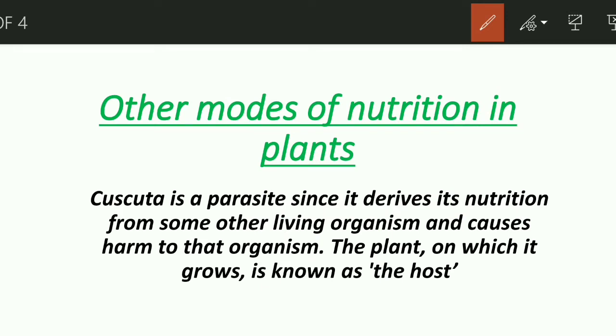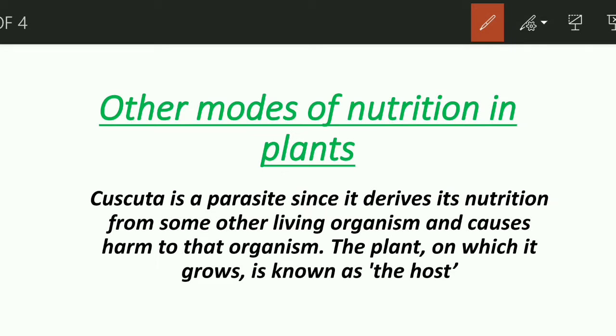So there are some other plants which do not have chlorophyll, which is the green pigment due to which the plants look green and the sunlight gets trapped. So some plants do not have chlorophyll, and they are also called parasites, and they are also called saprophytes. So now let's learn what is the difference between parasites and saprophytes. So let's start today's class.